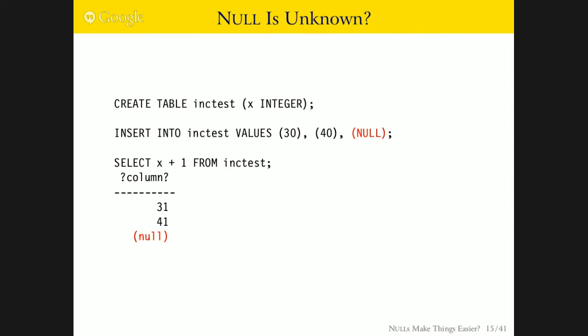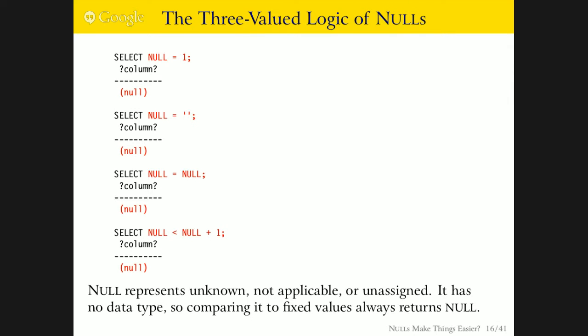So here we're going to actually create a table. We're going to insert a null as one of the 3 rows. So we have 31, 41, and null. Okay. This presentation is going to be a little sharper here as I go up. So here we're going to actually process this. So here's where you start to get that three-value thing.